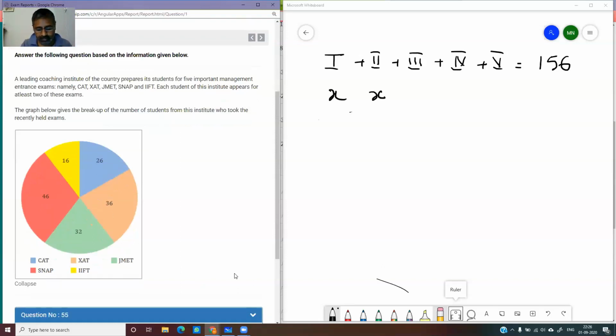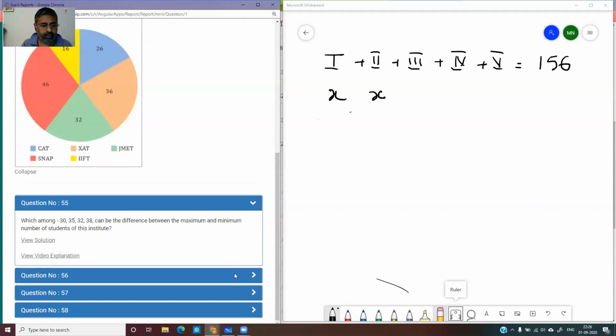Now, which among them could be the difference between the maximum and minimum number of students in this institute? Okay, go ahead.